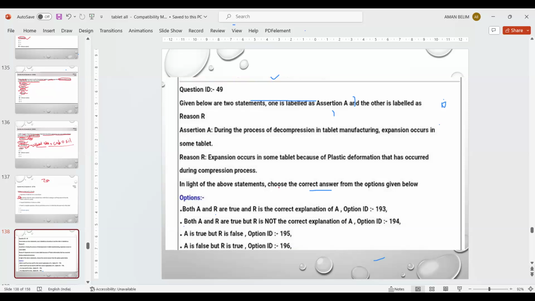What will be the answer for this question? The last one. Read it properly and then answer.